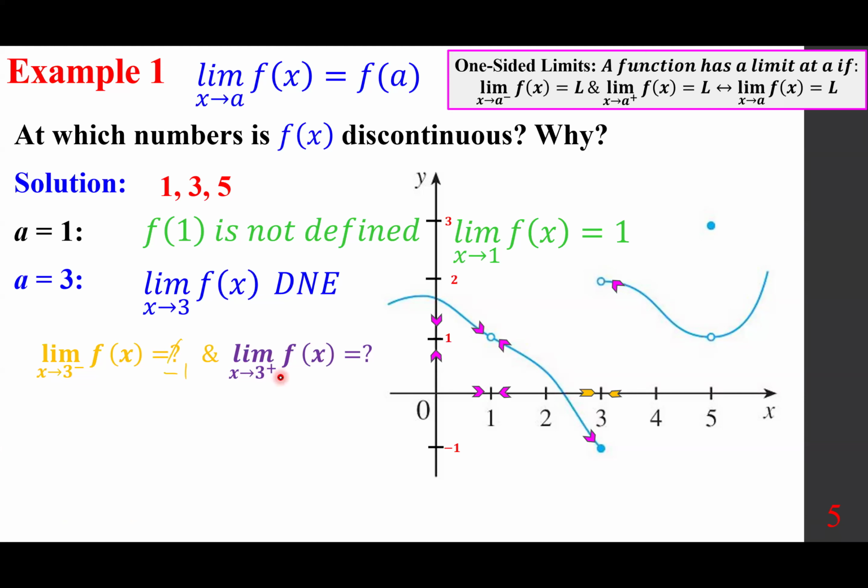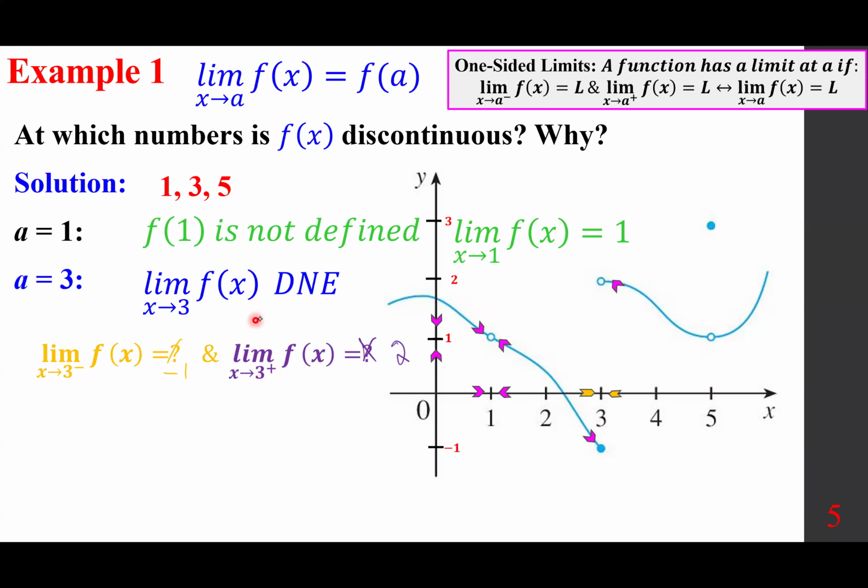From the right, we are moving this way. That means in this branch. So we are looking at this point, and the y coordinate is 2. So the limit of f of x as x approaches 3 from the left is -1. The limit of f of x as x approaches 3 from the right is 2. Since they are not the same, the limit does not exist.